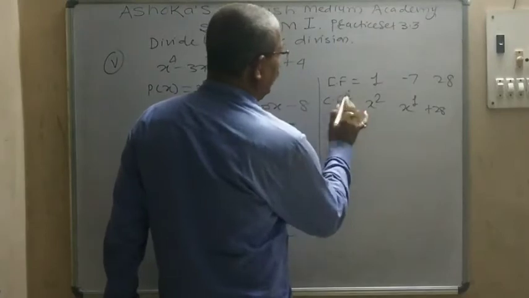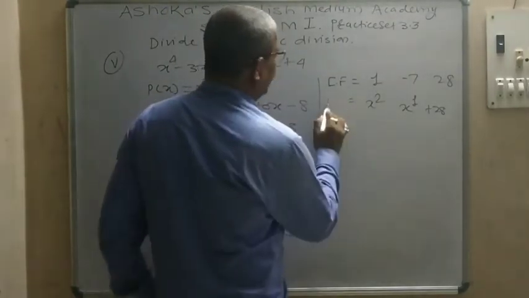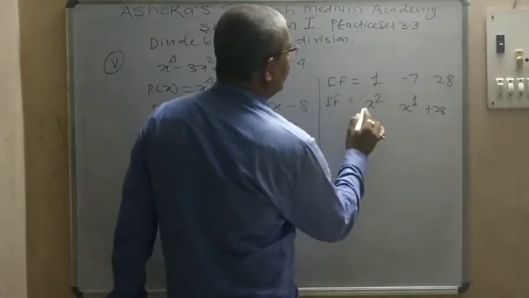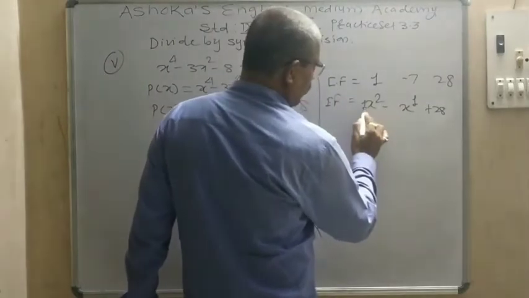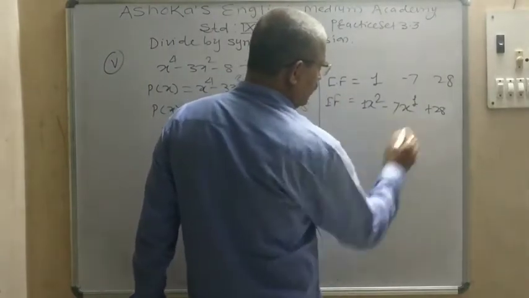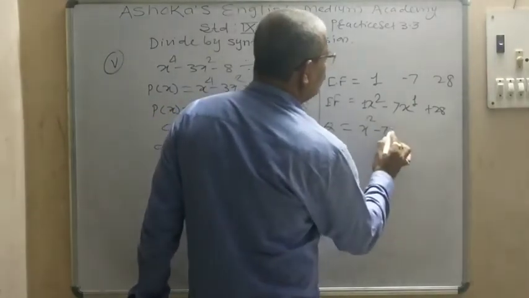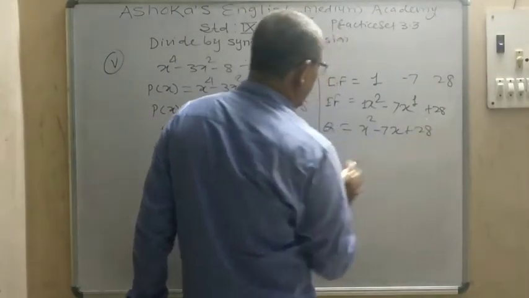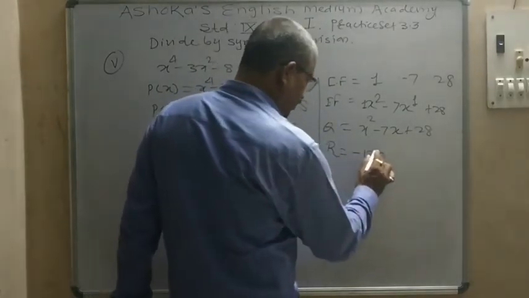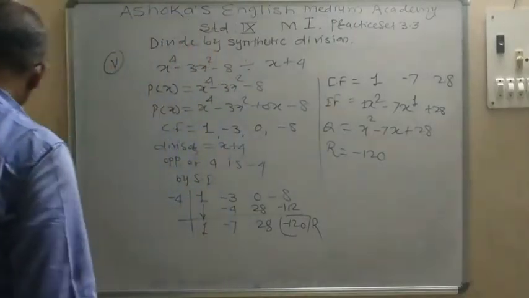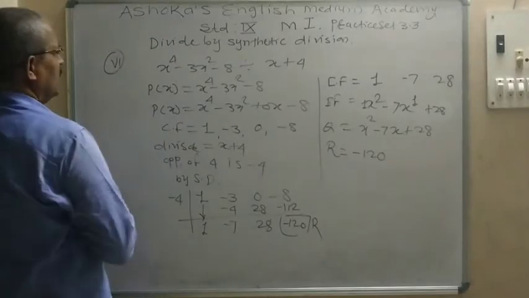Then, sorry, what is this? This is index form. So we are going to convert it to index form. So this 1 comes as a coefficient, minus 7 will come as a coefficient. So thus quotient is equal to x raised to 2 minus 7x plus 28, and what is remainder? Remainder is equal to minus 120. Now there is a last question. We will enter into the last question.